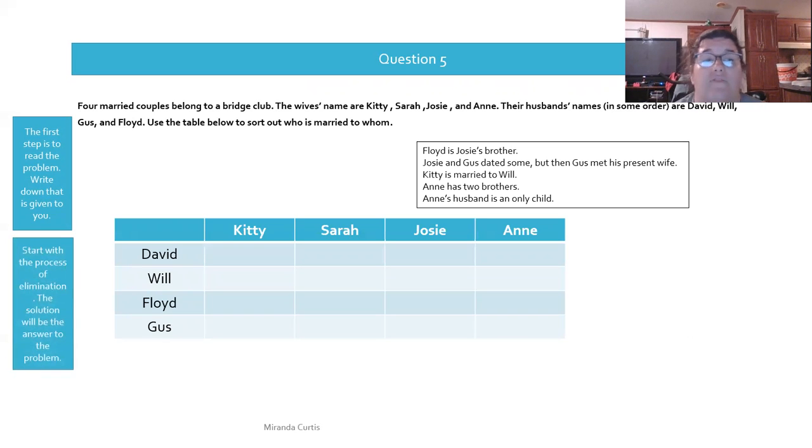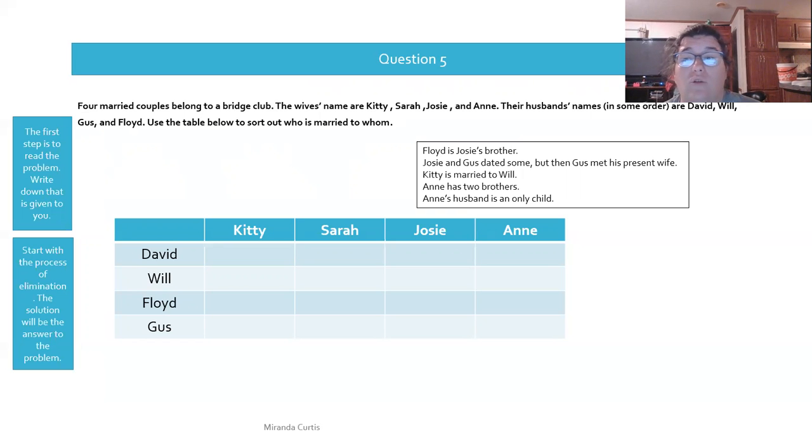Okay, the first step is to read the problem and write down what they told you. So we know there are four married couples. So we have a table up here. We have Kitty, Sarah, Josie, and Ann's names up there. Next we have their husbands' names, not in specific order because we don't know who it is yet. We have David, Will, Floyd, and Gus.